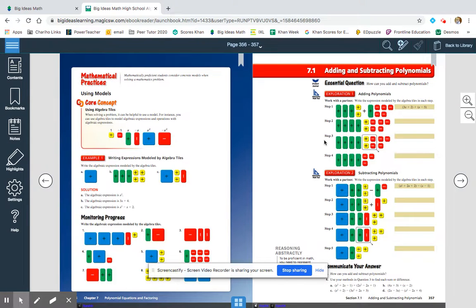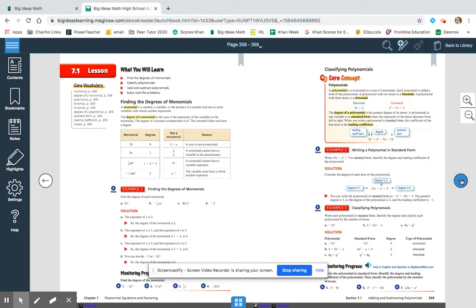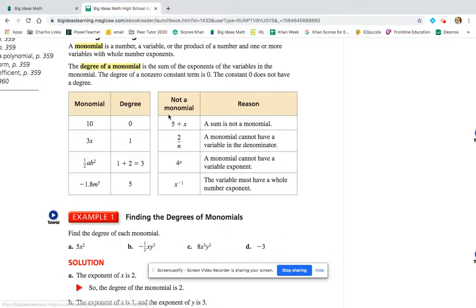If you click on 7.1, here are your textbook pages. And if you click those arrows on the side, it just flips right through the textbook. You can zoom in and you can zoom out. In 7.1, it talked about degree, classifying polynomials, adding and subtracting, and some real-life problems. So here you can zoom in.